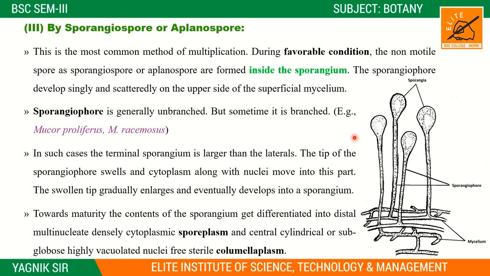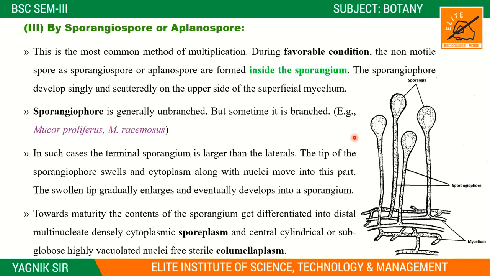And then the central cylindrical or sub-globular part is slightly vacuolated and nuclei-free. That means no nuclei are present here. That type of structure is the columella plasm. So here there is only one point of difference, right? The term is the nucleus. In one structure, the nucleus is absolutely absent; in another, nuclei are present, right? So in the sporoplasm the nuclei are present, and in the columella plasm there are no nuclei. That means these are sterile.